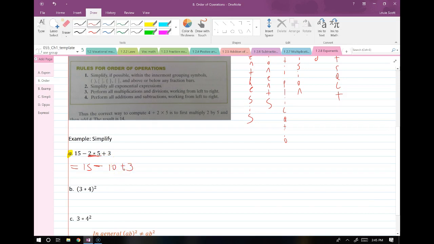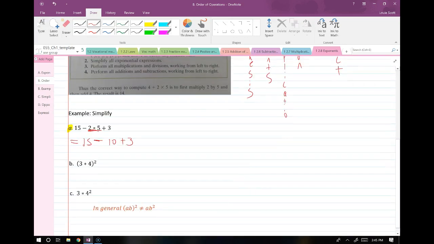All right. Now that we've done that, we can go to the last step, which is addition and subtraction. So we go across handling that. So I have 15 minus 10. That gives me a 5 plus 3 is 8.